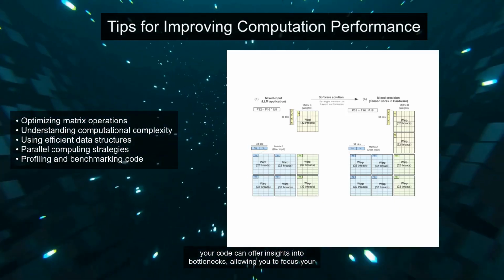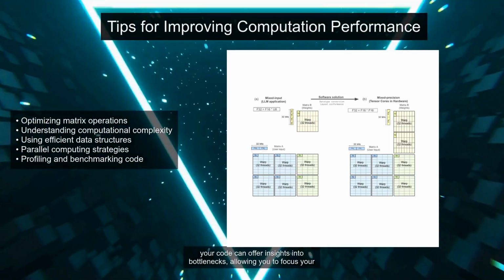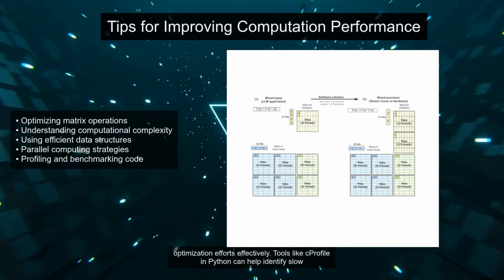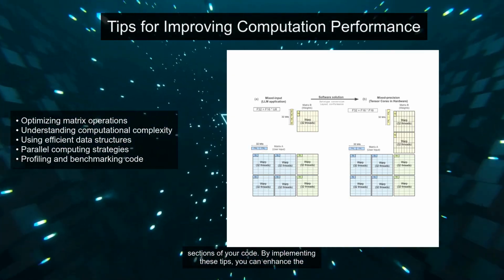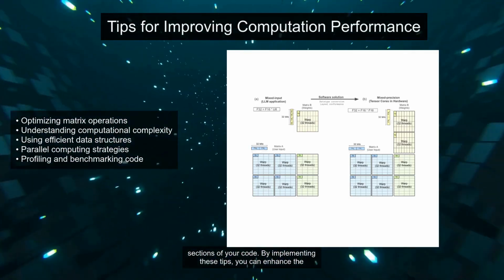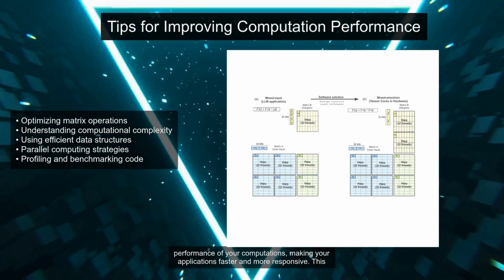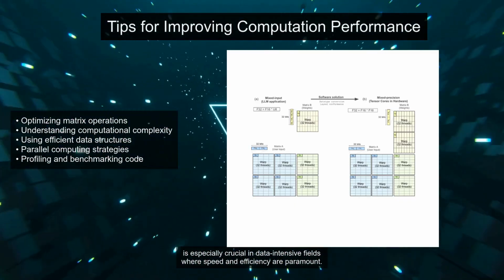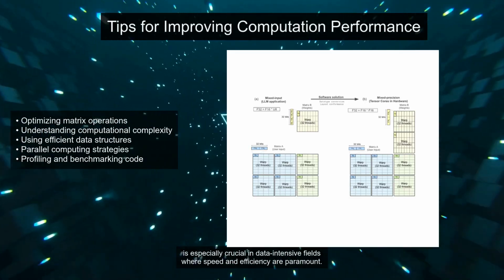Profiling and benchmarking your code can offer insights into bottlenecks, allowing you to focus your optimization efforts effectively. Tools like cProfile in Python can help identify slow sections of your code. By implementing these tips, you can enhance the performance of your computations, making your applications faster and more responsive. This is especially crucial in data-intensive fields where speed and efficiency are paramount.